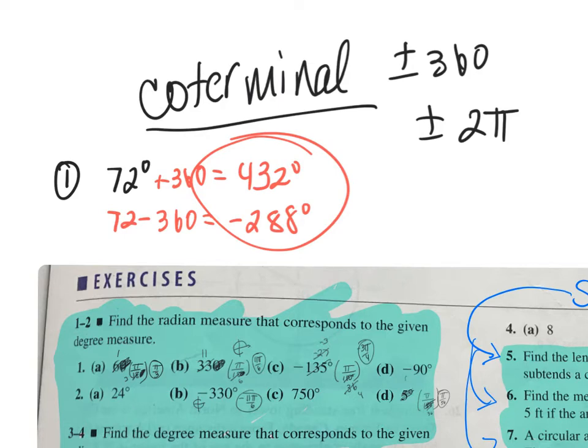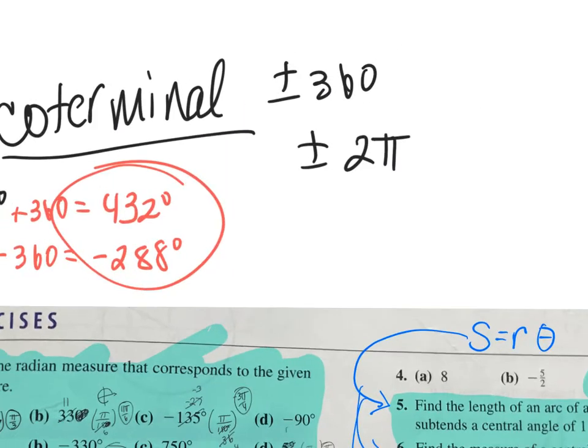We'll work on it. If I want coterminal angles of, let's say, 2 pi over 3. I want a positive one and a negative one. So if I add a whole circle, I'm adding 2 pi, right? 2 pi is over what number? 1. So I need to have a common denominator.